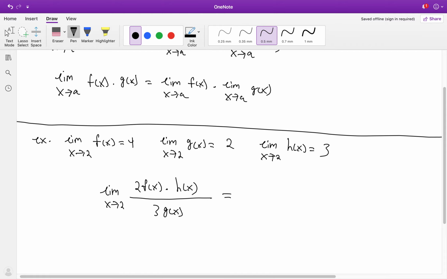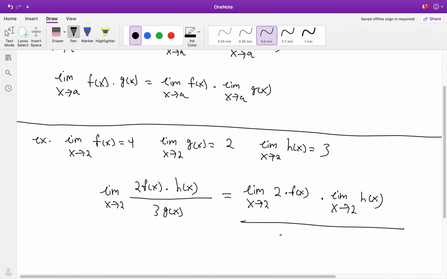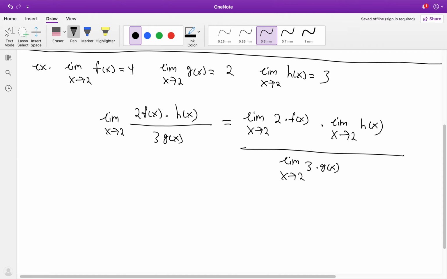And so we could just rewrite this as being the limit as x approaches 2 of 2 times f of x, times the limit as x approaches 2 of h of x, divided by the limit as x approaches 2 of 3 times g of x, right? And now I just have to directly plug in my values from the given conditions.